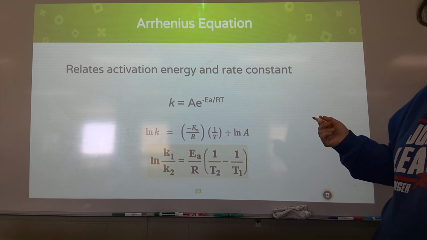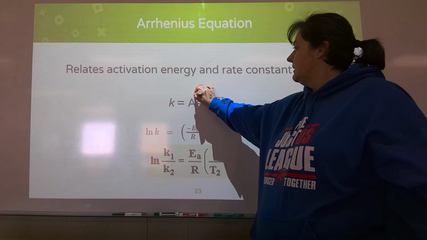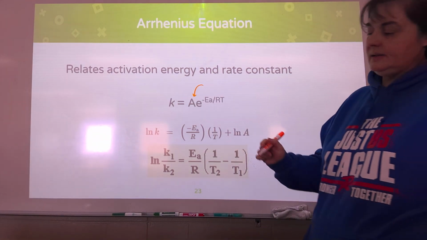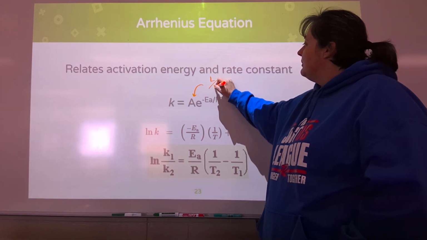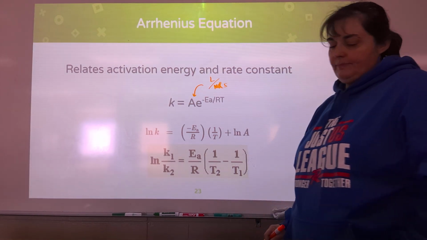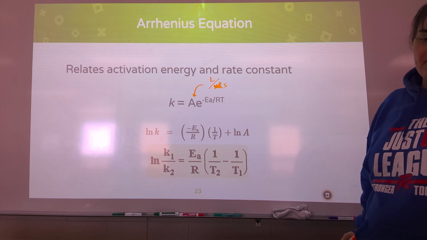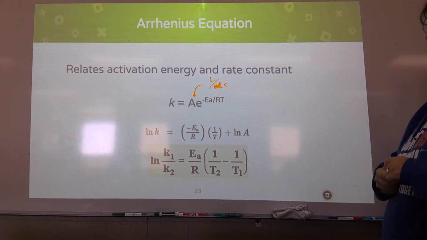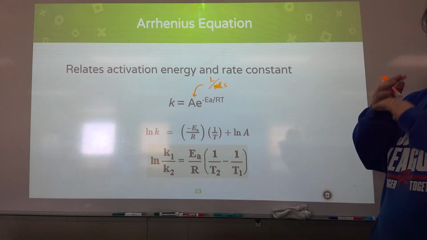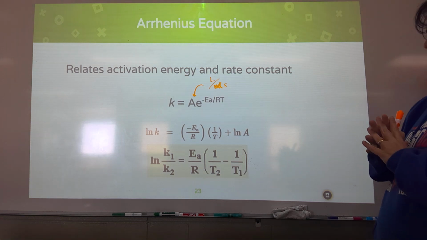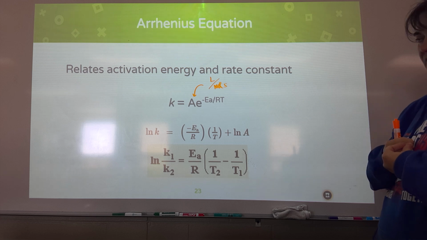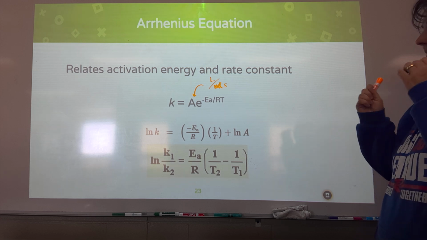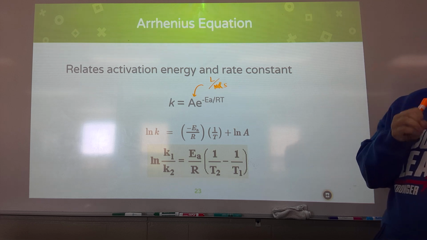A has units. The units of A are going to be liters per mole second. Those are the units of A. And again, that's going to give us an indication of how often we're getting collisions with the right orientation to form the activated complex or transition state. Okay, so that's A. That's our frequency factor.